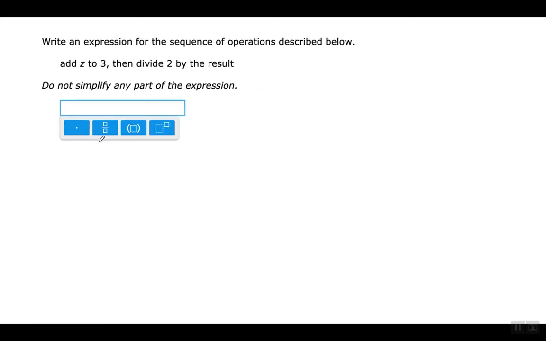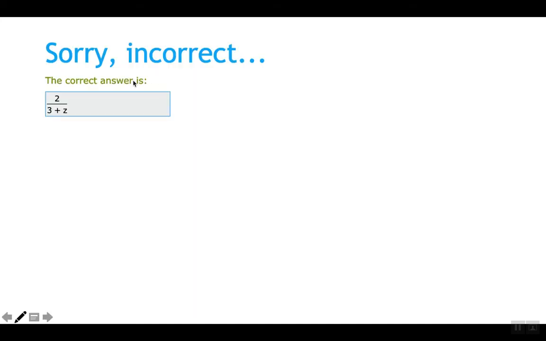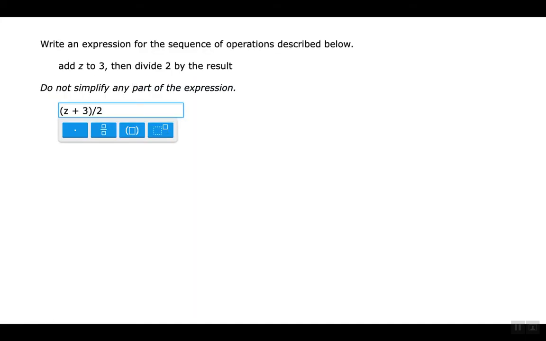Alright, add z to 3, then divide 2 by the result. Okay, this one, if I remember correctly, I messed up. And you guys will probably mess up as well. I messed up. Esto está mal. Lo que escribí yo estuvo mal. Alright, and I'm in a hurry, so I don't have time to fix this. I'm in a hurry because your class starts in like 5 minutes. Alright, esto está mal. I made a mistake because I was reading it fast.